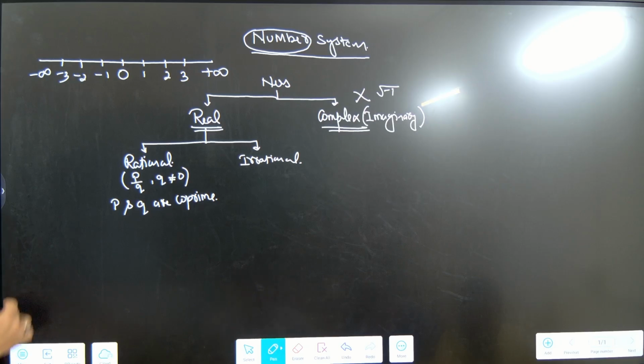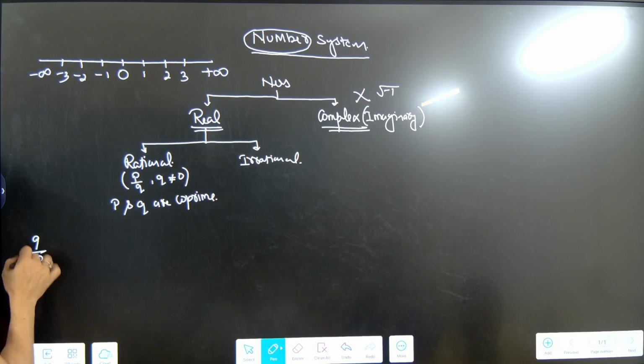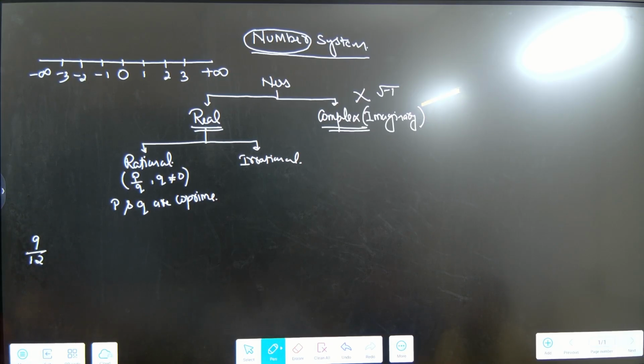For example, if I have one number as 9 and 12, so this is also in the form of what? P by Q.